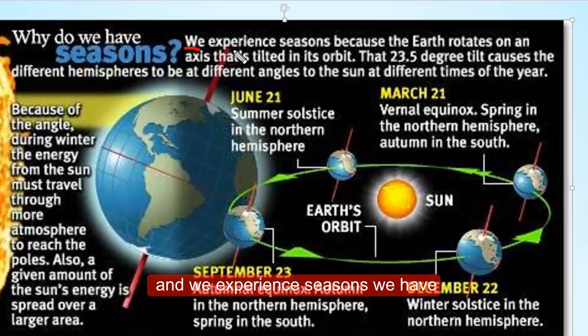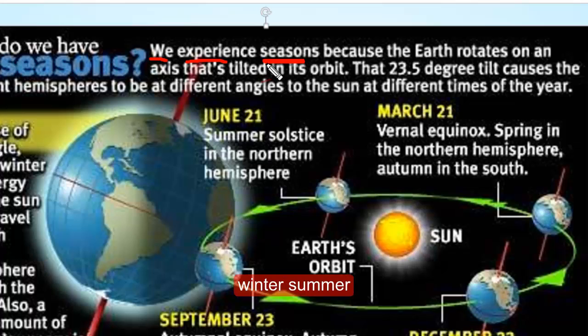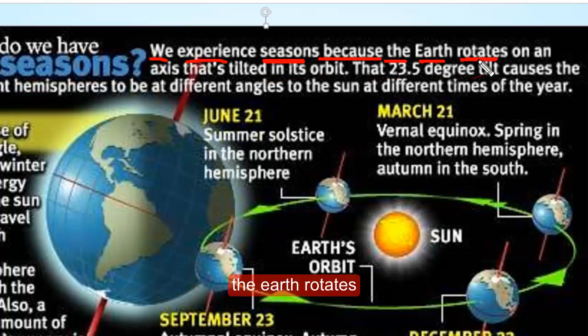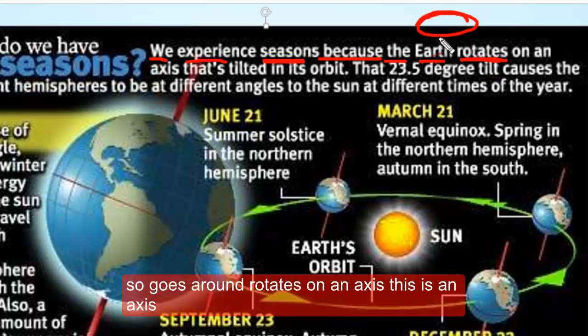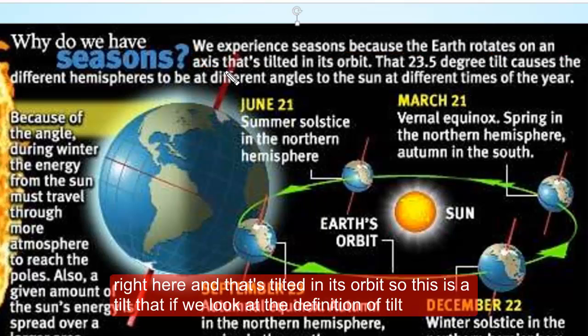We experience seasons. We have autumn or fall, winter, summer, spring, all 4 different seasons because the earth rotates. It goes around and rotates on an axis. This is an axis right here, and that's tilted in its orbit. So this is a tilt.